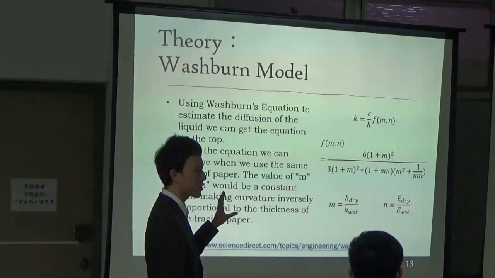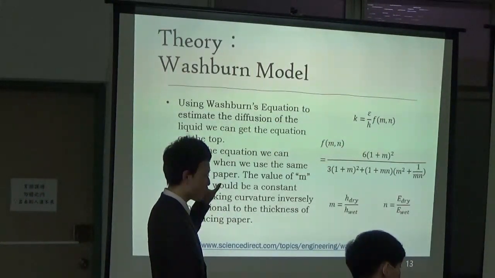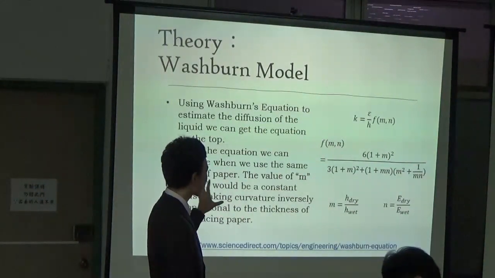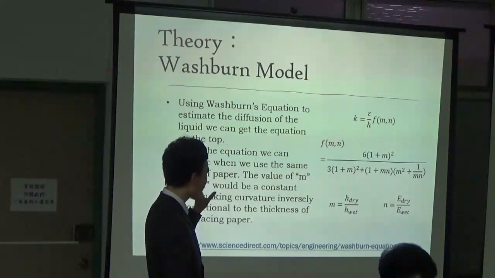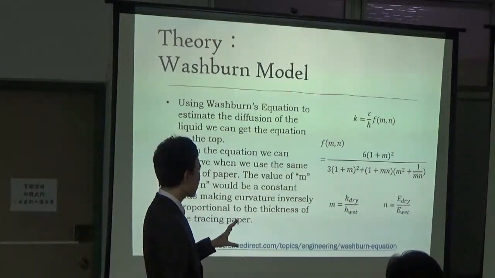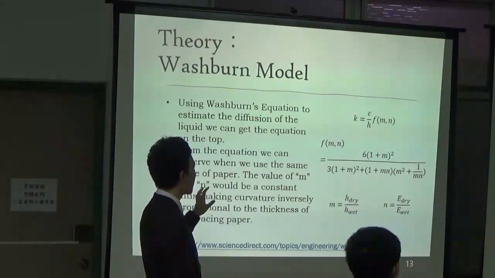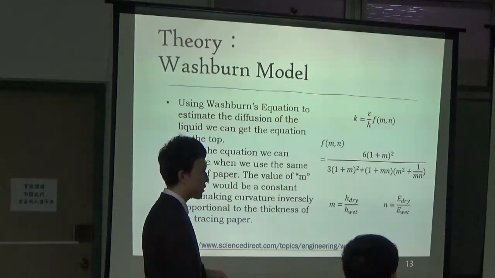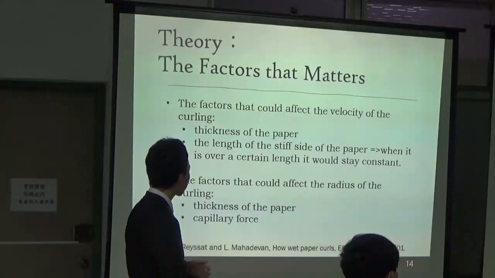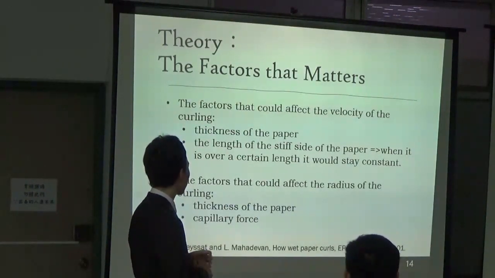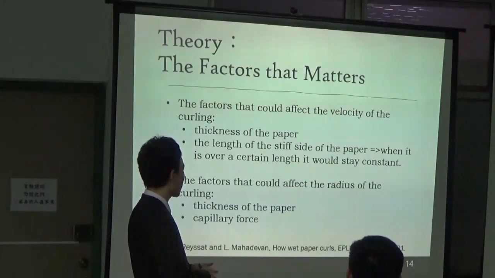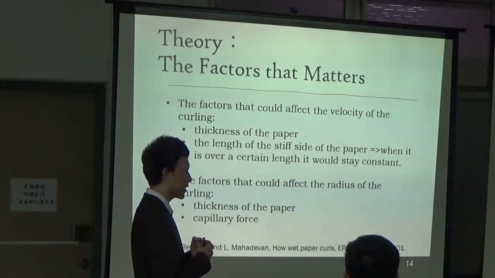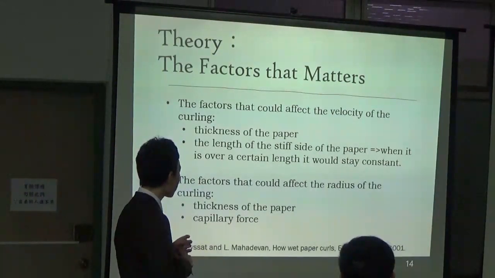But the main part I'm going to talk about is that because we use the same piece of tracing paper, the values of m and n will be the same. From this model, we will see that the curvature, which is k, is inversely proportional to the thickness of the tracing paper. So we think that the factors that affect the velocity of the curling are the thickness and the length of the stiff side of the paper. And the factors that affect the radius are the thickness and the capillary force.